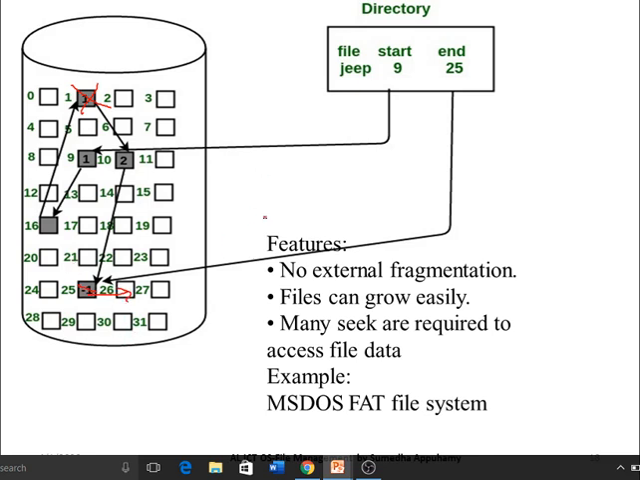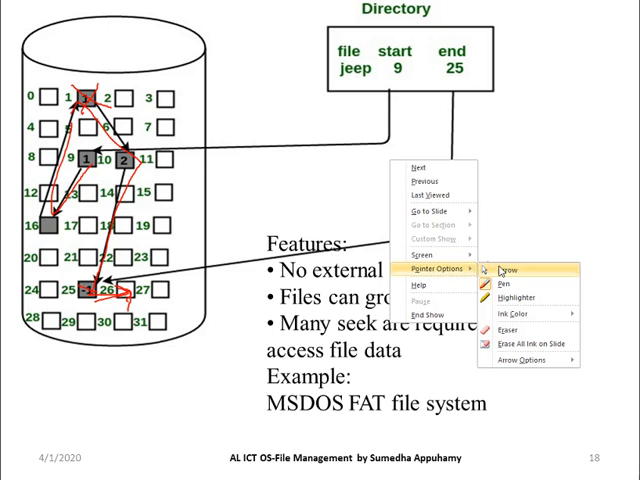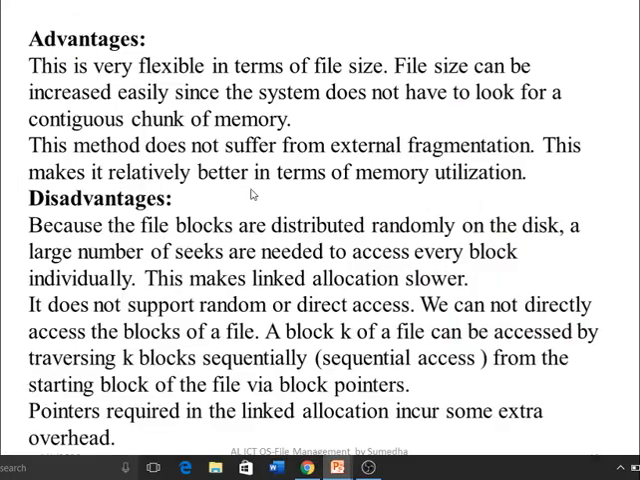So that means increasing is easy. Many seeks are required to access the file. So to access the file, you have to move here and there till the nil point is there. Okay. MS-DOS FAT file system example they have given.